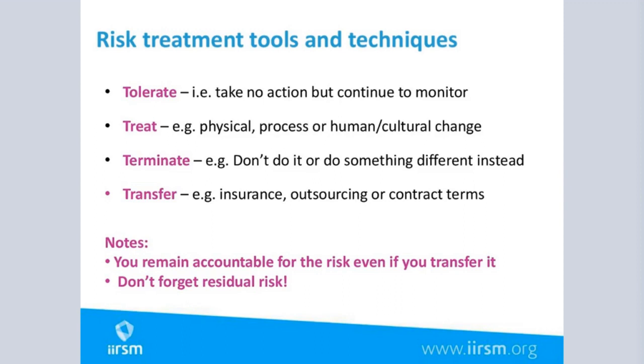And finally, risk transference. I always think that this is a bit of a misnomer and personally prefer to call it risk sharing. So people talk about risk transfer, insurance as a form of risk transfer, or outsourcing or using contract terms. But if you just think about those for a few moments, they can all go wrong. Insurance companies can go out of business, leaving you with a risk.